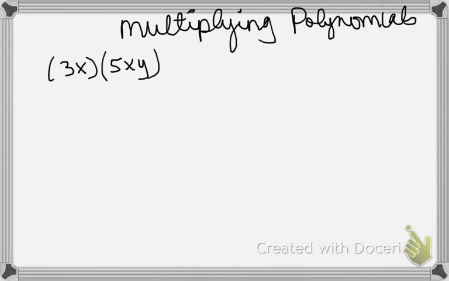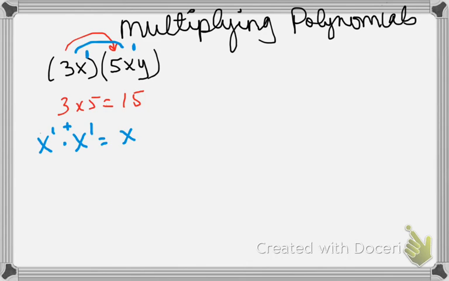And we are going to multiply the 3 number to number, which is 3 times 5, and we're going to say that's 15. Then we're going to multiply the x to the x. Now remember, when you're multiplying variables, you really add the exponents. So both of them, even though we don't see them, there's an x to the first power and x to the first power. Remember, we add those exponents, so it's going to be x squared.